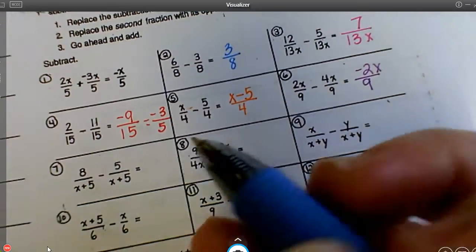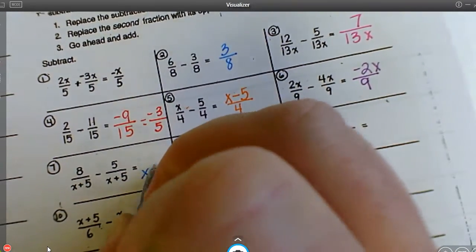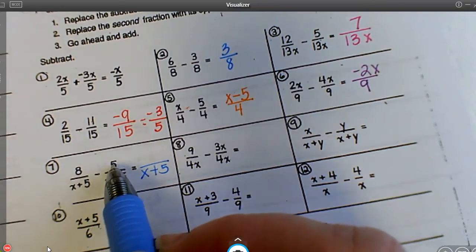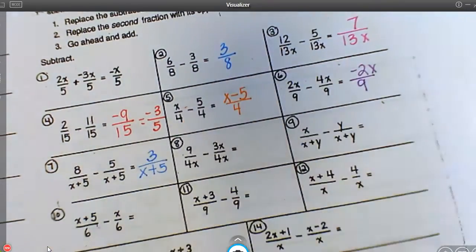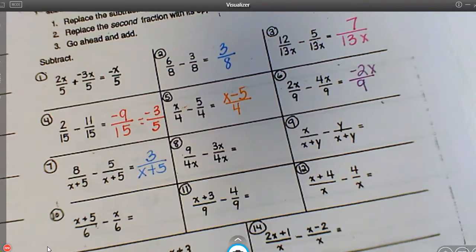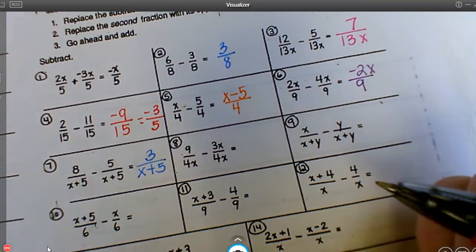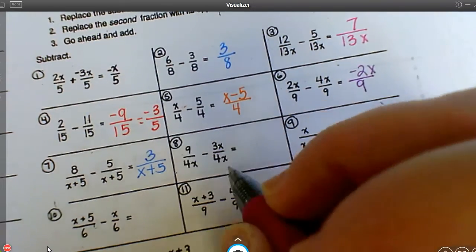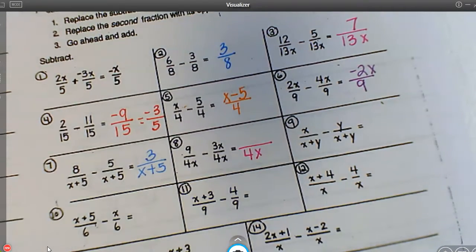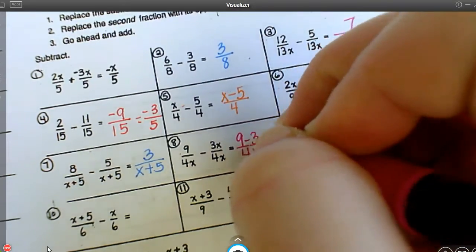Number 7. The denominator is x plus 5, so I know that's going to be an x plus 5, then I worry about the top. 8 minus 5 is just 3, and then I'll leave it, nothing to do. Number 8. The bottom is 4x, so it'll just stay 4x. I have a 9 and a 3x. The 9 and the 3x are not like terms, so I don't combine them, but I do just put 9 minus 3x.